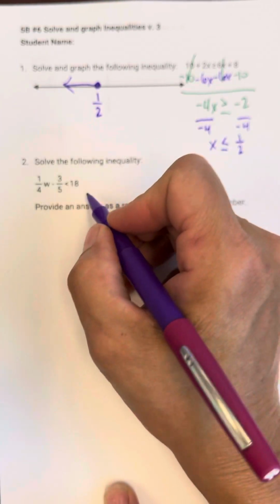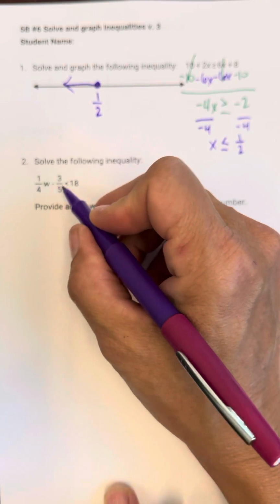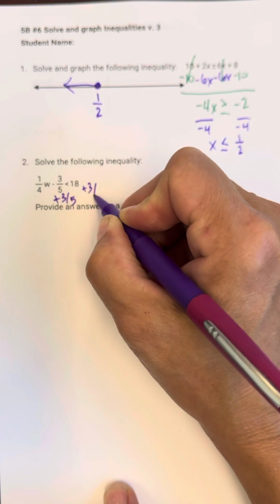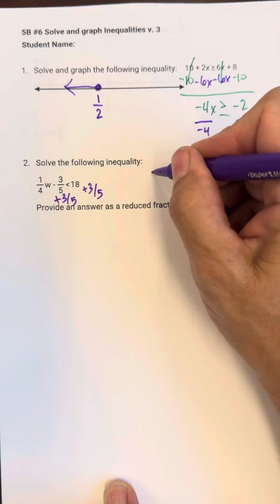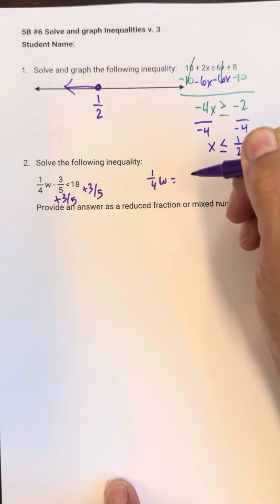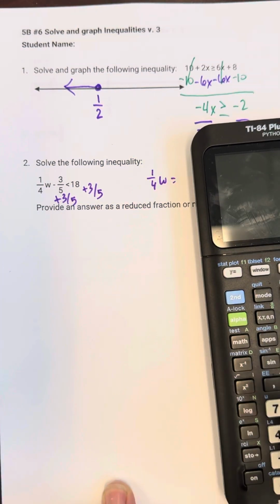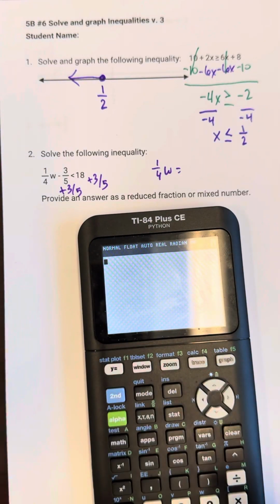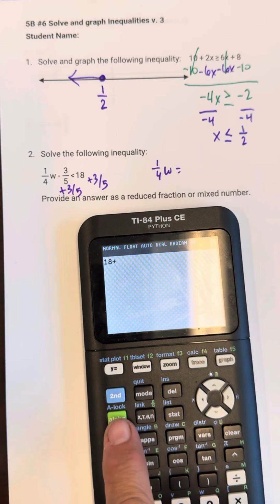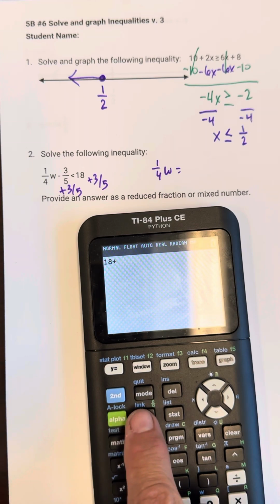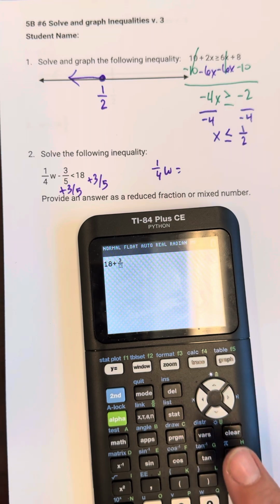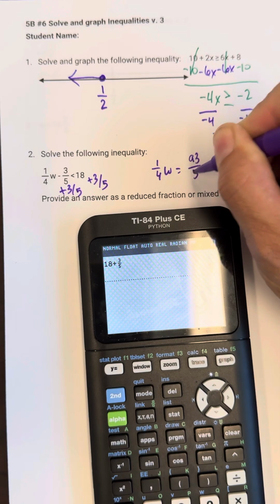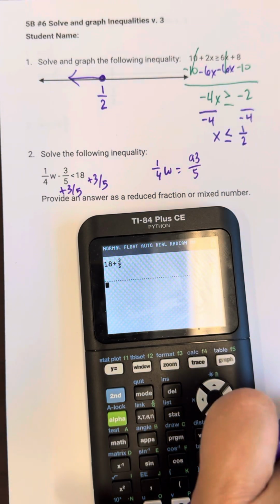So the opposite of subtracting 3/5 is adding 3/5. And so you add 3/5. And so you have 1/4 w equals, and if you have trouble with fractions, then you're going to use a calculator anyway. So we go to 18 plus, and go ahead and do alpha x because you don't want it to round. So alpha x, get your fraction, 3/5, press enter, and so we end up with 93/5.